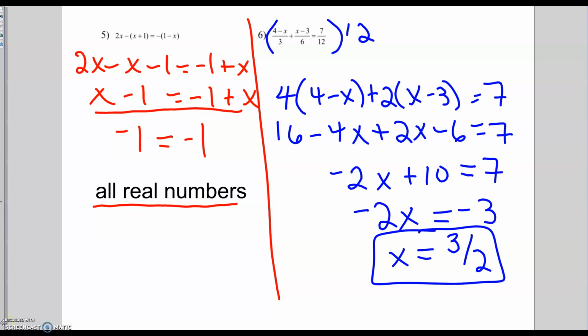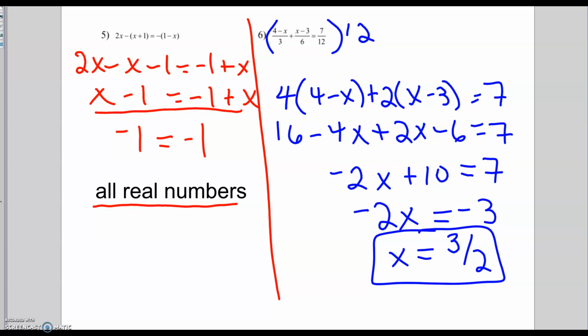All right, number 6, the least common denominator would be 12. So we're multiplying the entire equation by 12. 3 goes into 12 4 times. I put that on the outside and I keep the entire numerator in parentheses. 6 goes into 12 2 times. Leave the x minus 3 in parentheses. 12 and 12 cancel out, so 7 is left by himself. Now distribute the 4 and distribute the 2, combining like terms, moving 10 to the other side and dividing by 2. You get x to equal positive 3/2 because it was -3 divided by a -2.